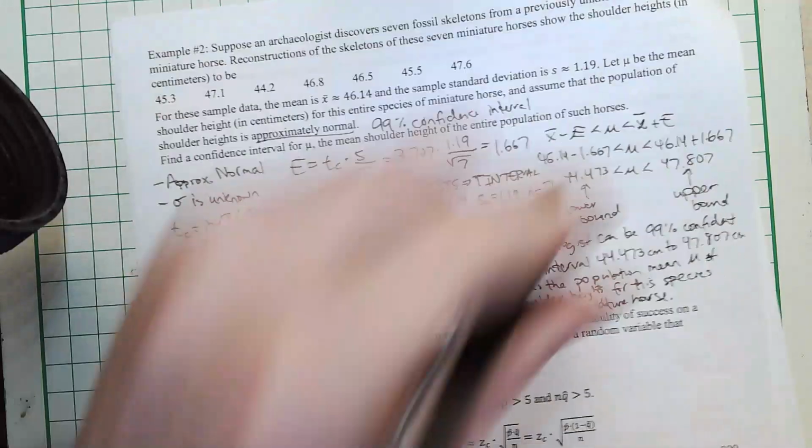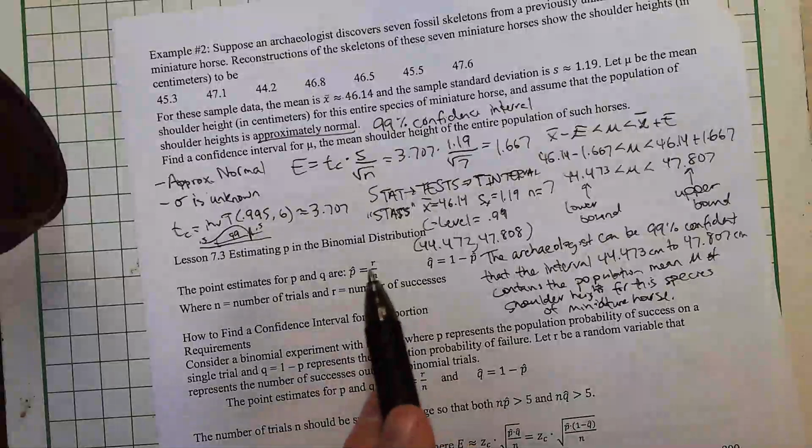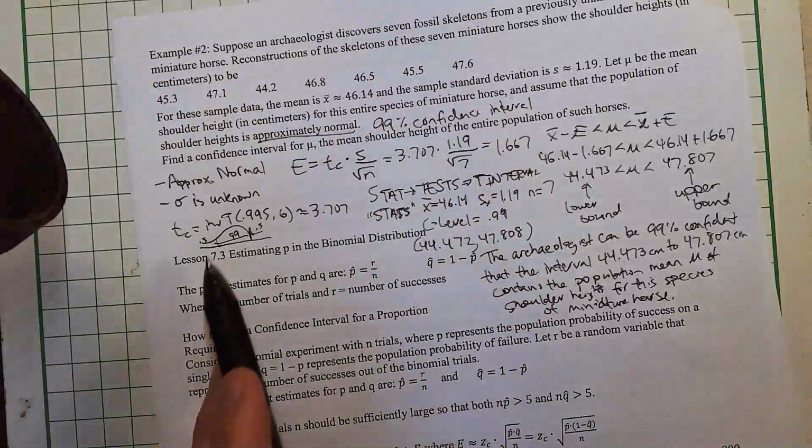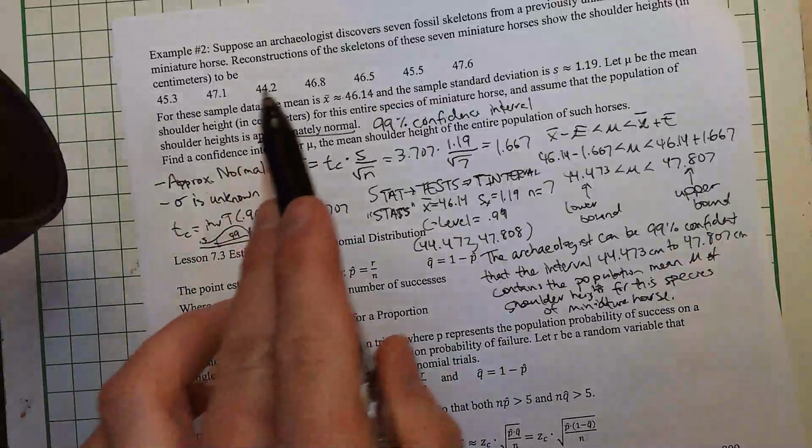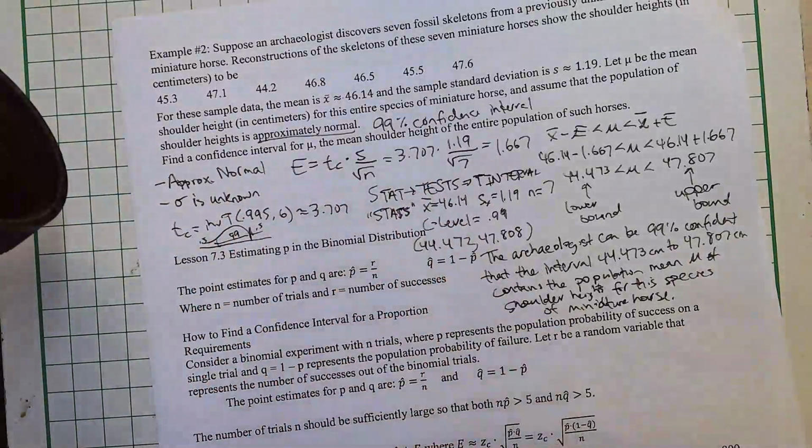Okay, so we're using the t interval instead of the z because we do not know the population standard deviation. And so on your SALT, you're going to use one sample t on your SALT and inversion statistics.